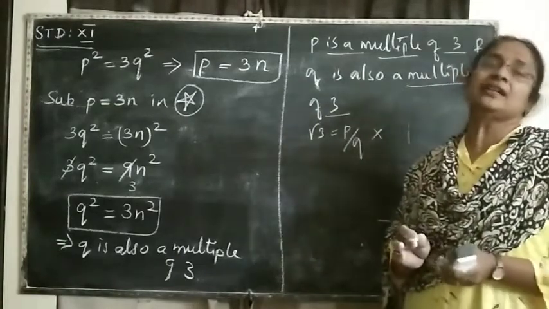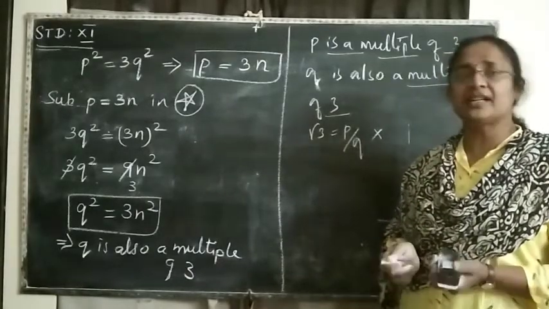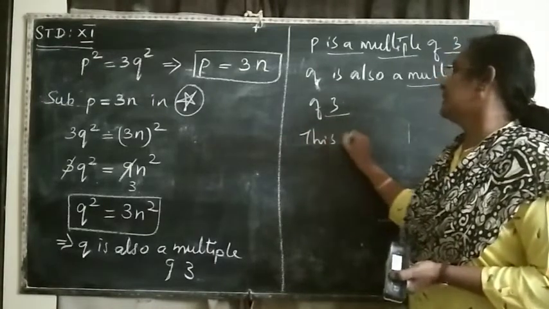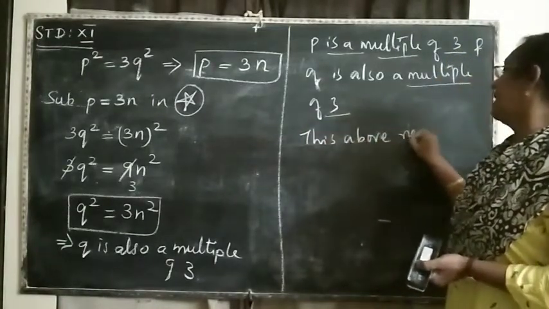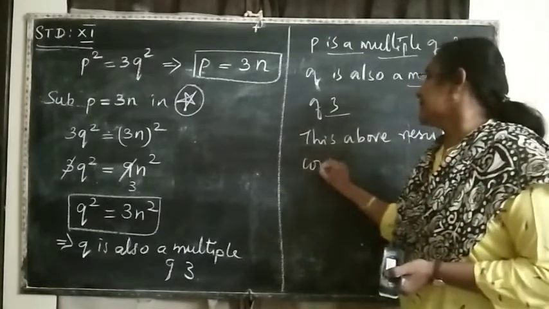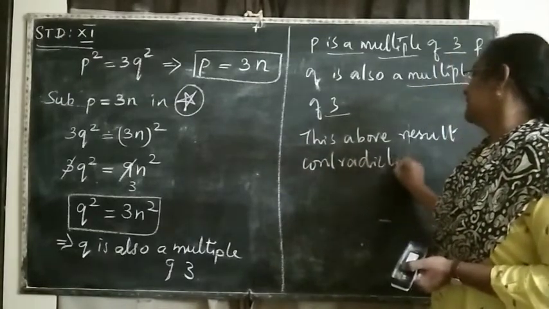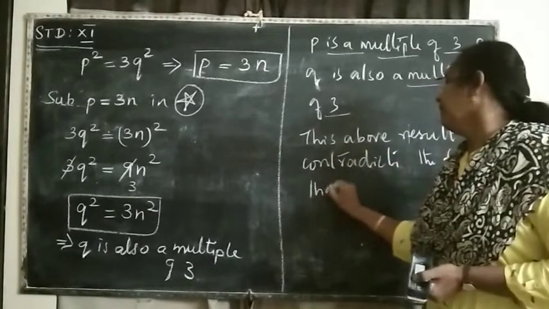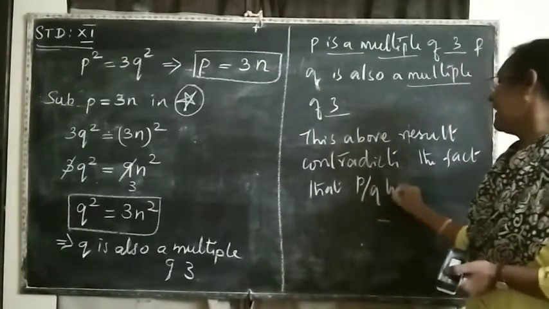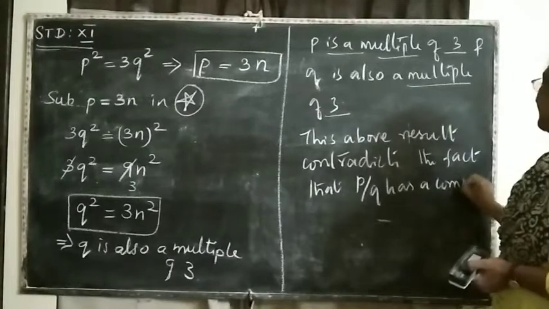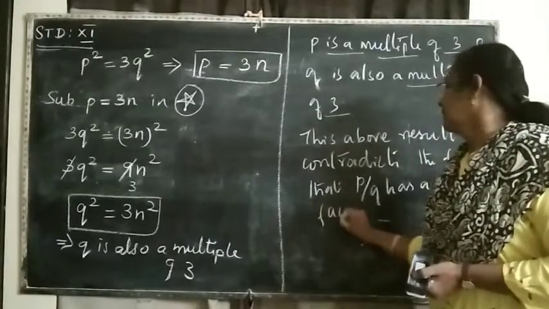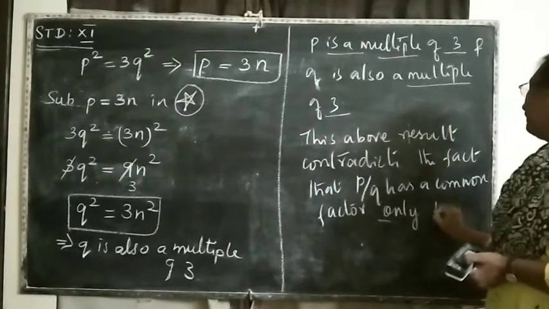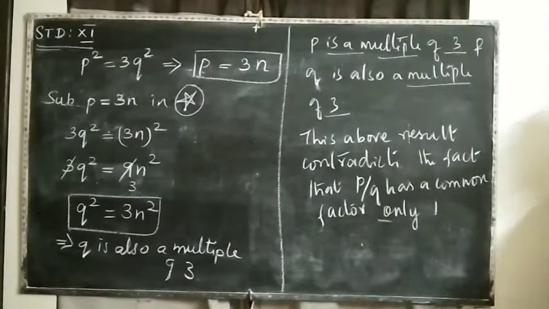So this is a contradiction, and this cannot happen. So root 3 is not a rational number, it is an irrational number. How are we going to conclude this? This above result contradicts the fact that p by q has a common factor only 1.